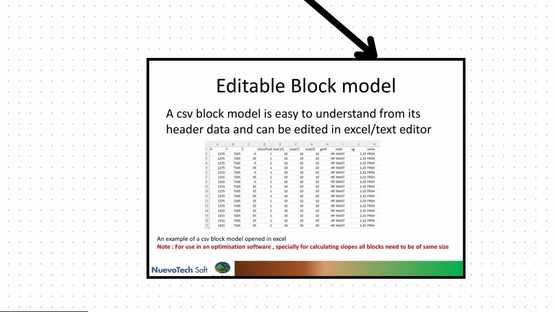Because CSV is human readable, it can be called an editable block model, right? Engineers often use it for a quick fix or a quality check. For example, you might use Excel to filter all the blocks of a certain rock type or fix a missing attribute value, right? The slide shows an example opened in Excel.